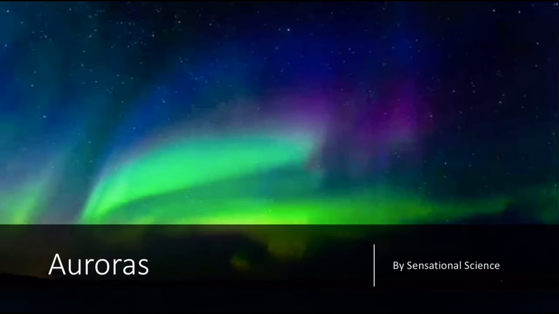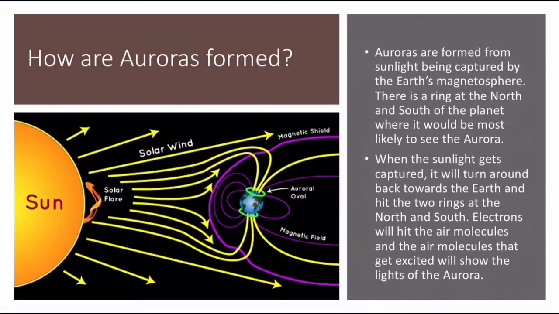So, enough of talking about where you can see it. Let's just get on with the video. An aurora is formed by the sunlight being captured by the Earth's magnetosphere. There's a ring at the north and the south of the planet where it would be most likely to see the aurora. When the sunlight gets captured, it will turn around back towards the Earth and hit the two rings at the north and the south. Electrons will hit the air molecules, and the air molecules that get excited will show the lights of the aurora.